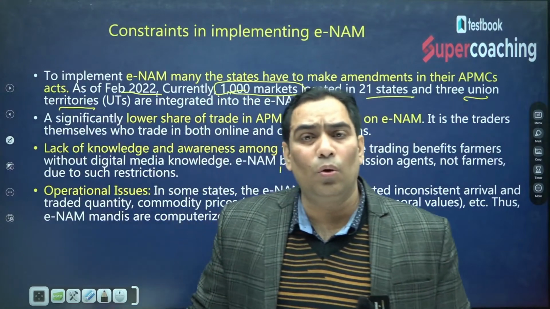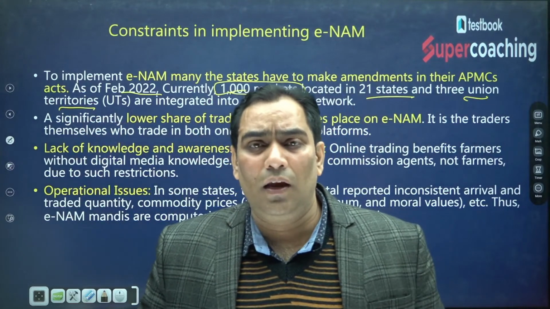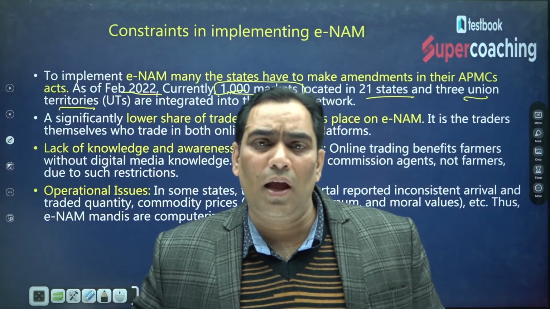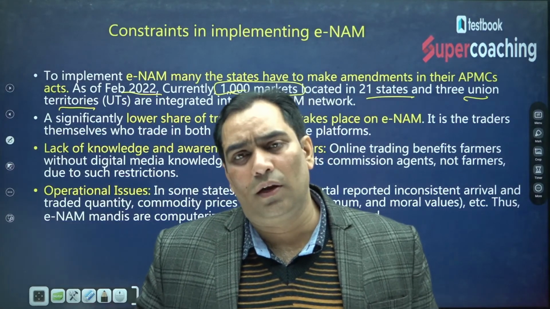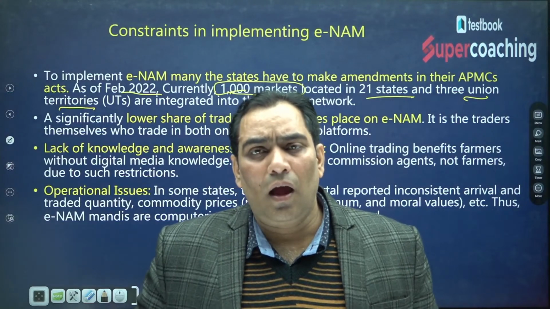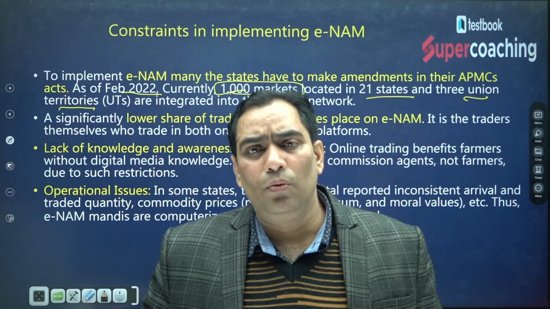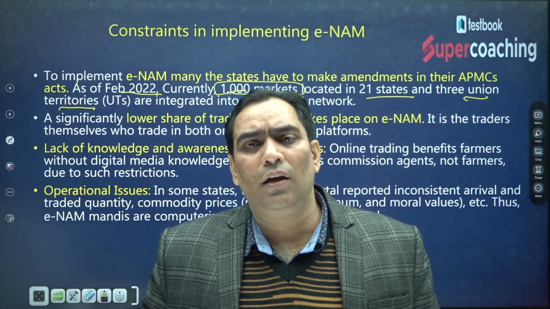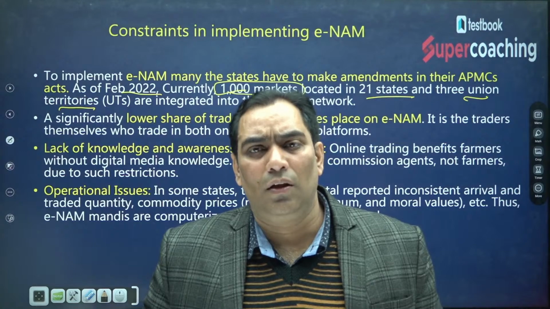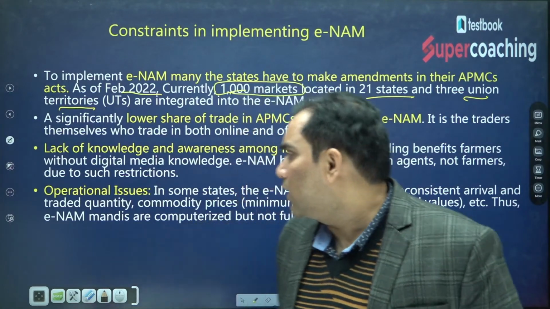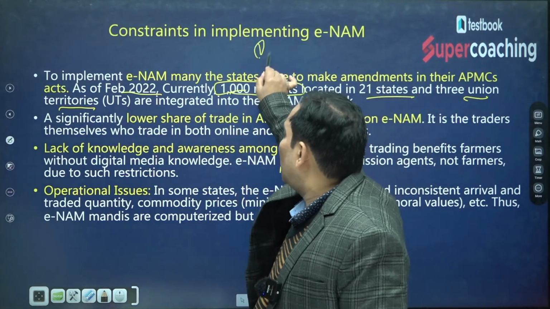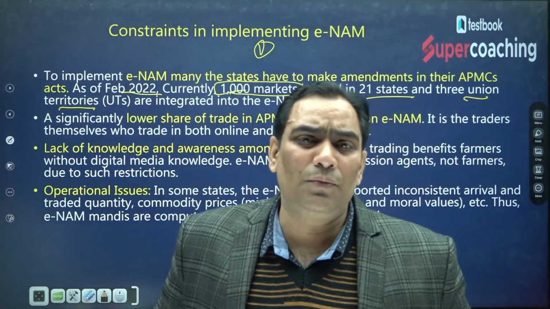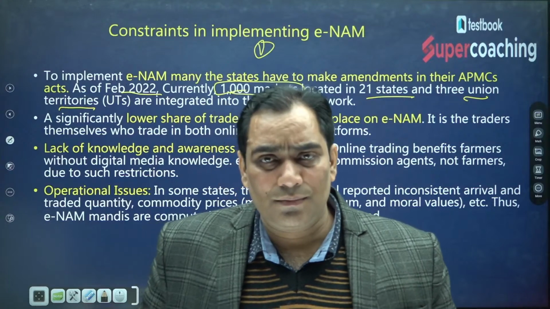That means although it was expected that e-NAM will integrate all the anaj mandis in all the states and union territories, up to February 2022 only 1000 anaj mandis were integrated in 21 states and 3 union territories. Okay, so these are the constraints. That means there is still a lot of scope to integrate the anaj mandis of other states.